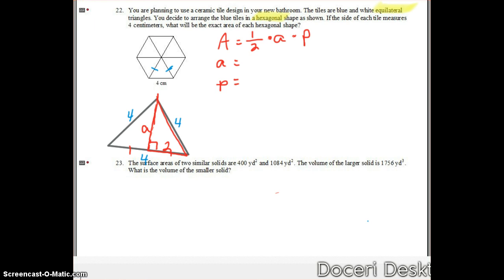And then I need to find the central angle. This is a central angle. All the central angles of a hexagon add up to 360 degrees, so I'm going to take 360. A hexagon has 6 sides, so 360 divided by 6 is 60 degrees. All of the central angles are 60 degrees.